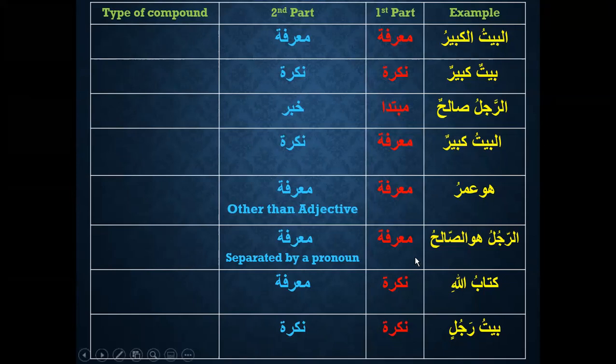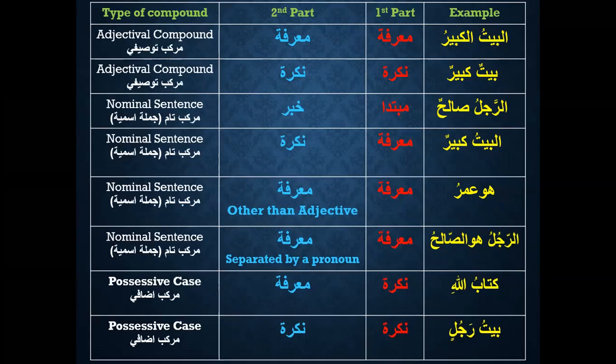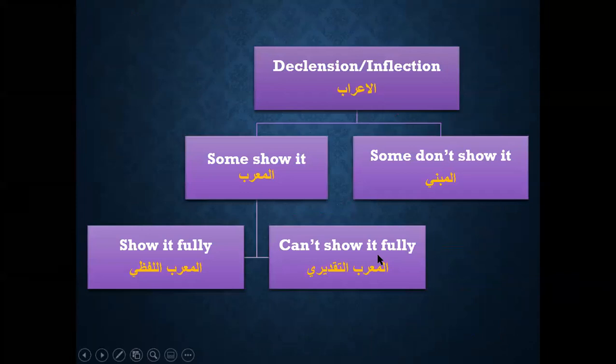If it was mausuf sifa, they should have the same declension. And here they have different declension. So declension would identify whether they are mausuf sifa or murakkab idafi, and they are actually murakkab idafi. Okay, just go over that on your own to have a bit more consolidation of that understanding.